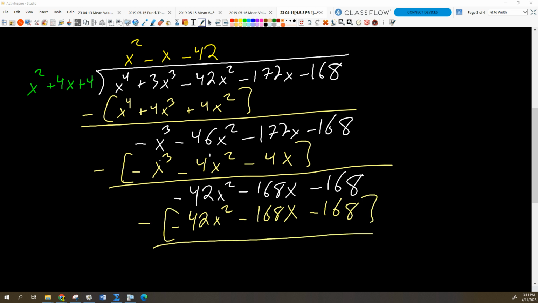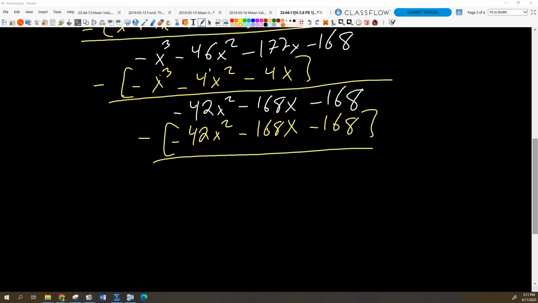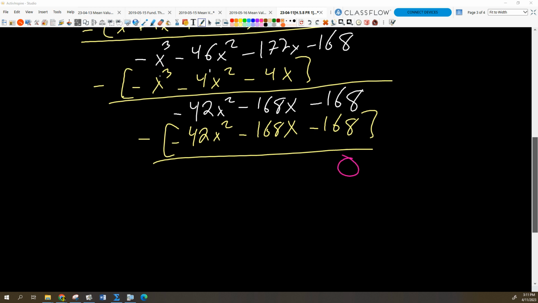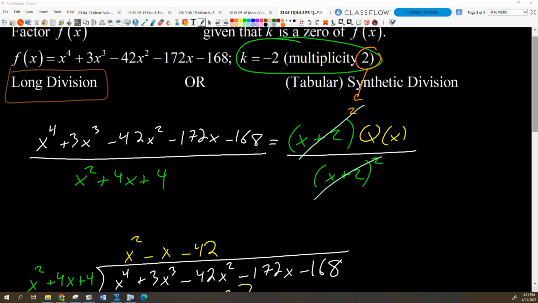Is it a surprise that our remainder is 0? No, it had to be, didn't it? Okay, so everything cancels and I get 0. Whoops, I get 0 remainder. And so we know what q of x is. Q of x is x squared minus x minus 42, right?